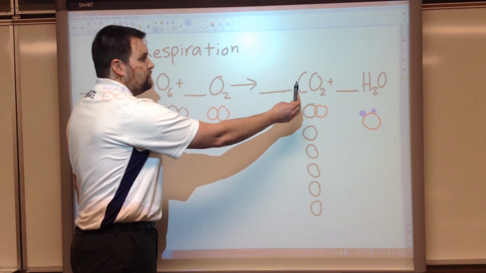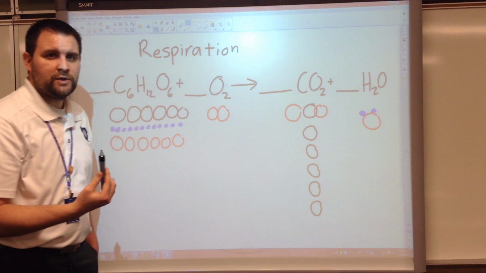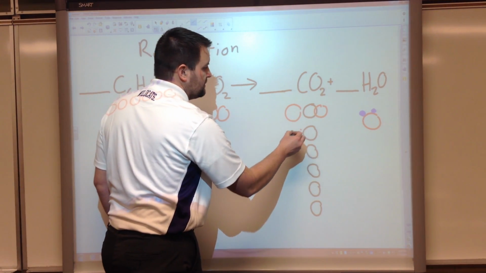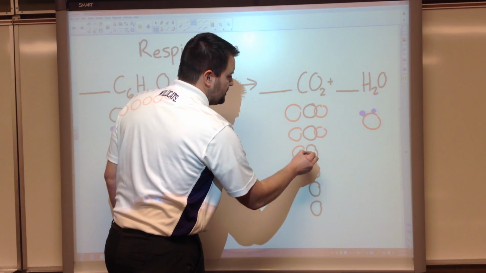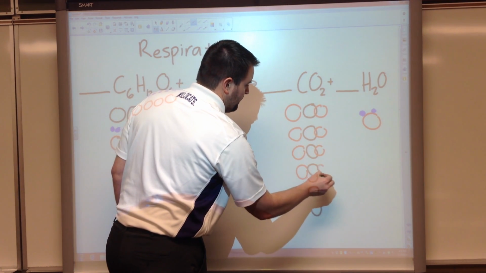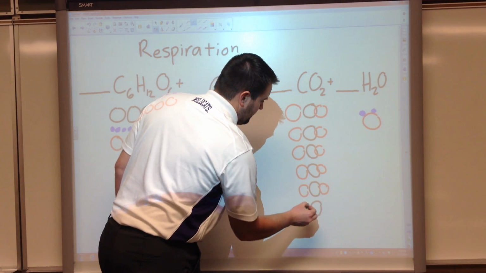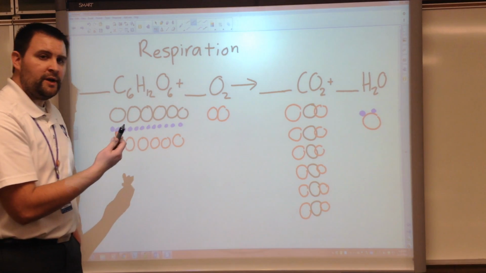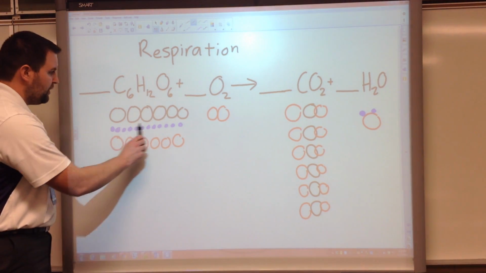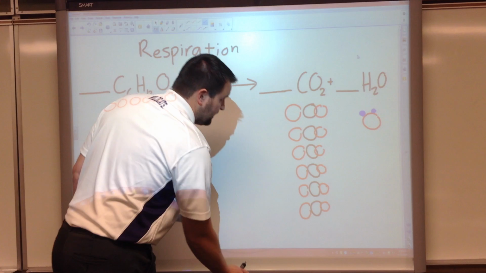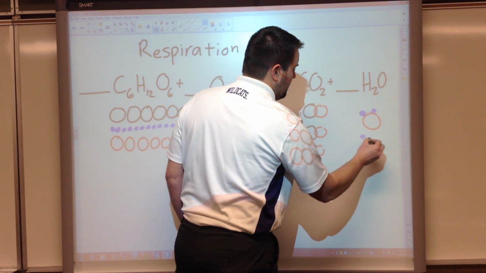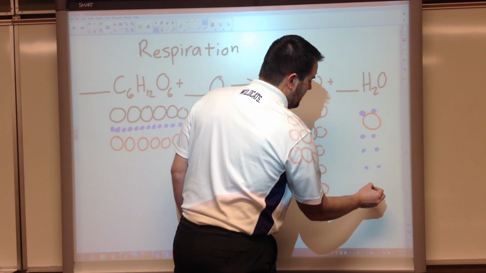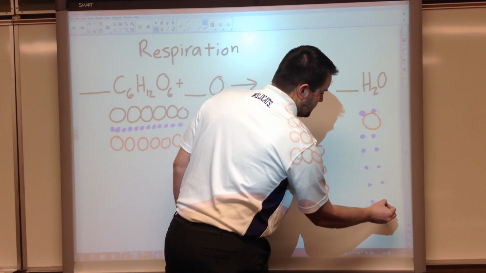However, CO2 carbon comes with 2 oxygens. We have to have the carbon with the oxygen. So there's 2 oxygens for each carbon. Okay, so now my carbon's balanced. Now I'm going to do my hydrogen, second to last. So I have 12 here, so I need 12 hydrogens over here. So I have 1, 2, 3, 4, 5, 6, 7, 8, 9, 10, 11, 12.